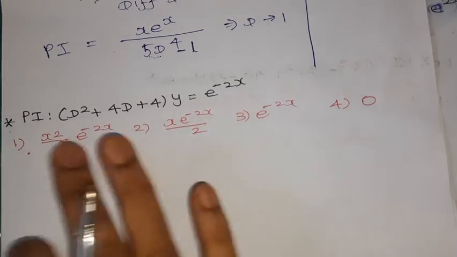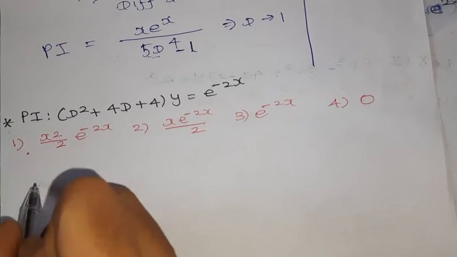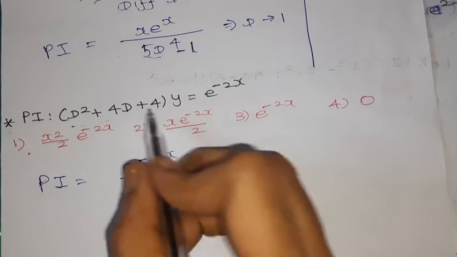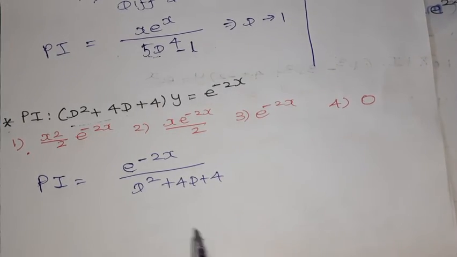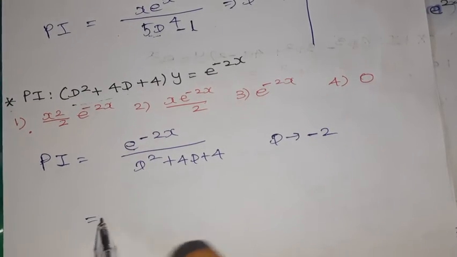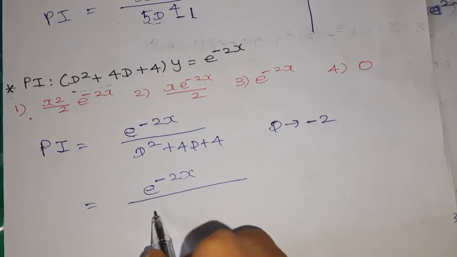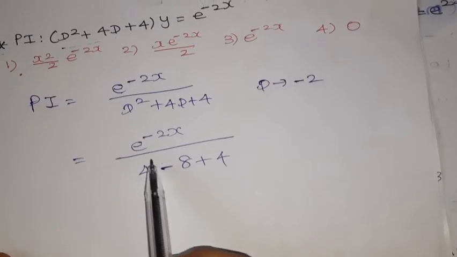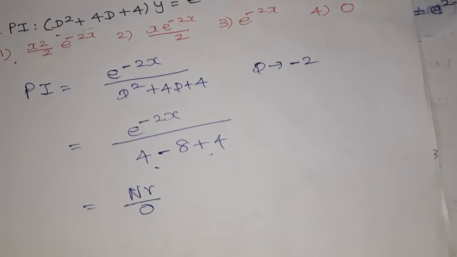What is the particular integral for the given type? The given type has an exponential term on the right hand side. So e^(-2x) divided by f(D), this term, D squared plus 4D plus 4. Then what is the next step? Substitute D by minus 2. So e^(-2x) divided by (-2) squared plus 4 into (-2) plus 4, which is 4 minus 8 plus 4. What will we get? 4 plus 4 is 8, minus 8, we get numerator divided by 0. So we should not proceed like this.